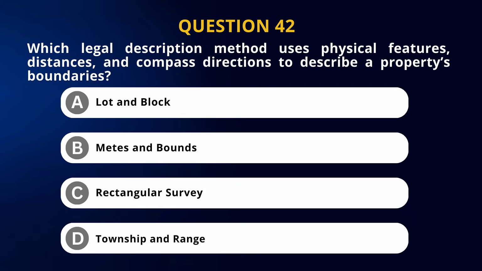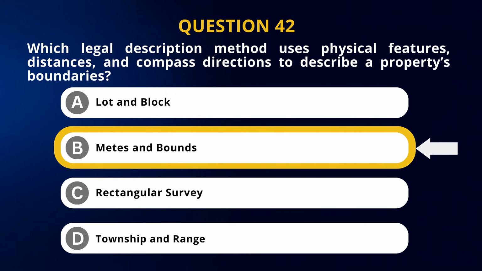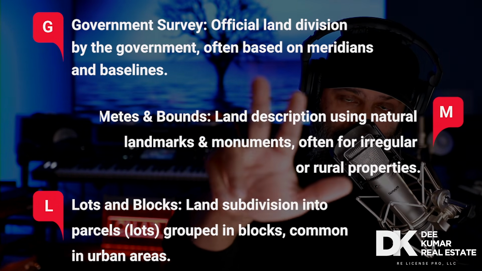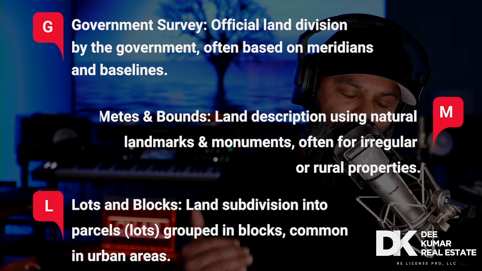And the answer is letter B, metes and bounds. So the metes and bounds description is one of 3 legal descriptions that you're going to learn about in these courses. You'll learn about the metes and bounds, you'll learn about the lots and blocks, and you'll learn about the government or rectangular survey system.